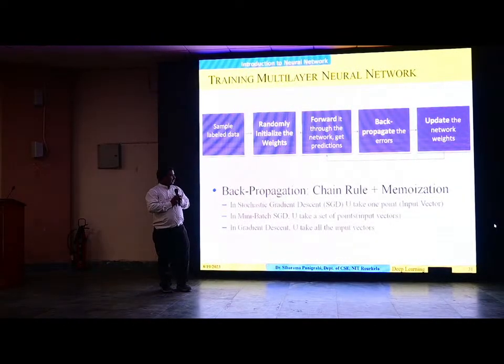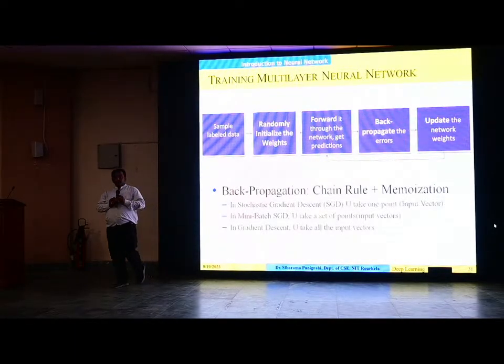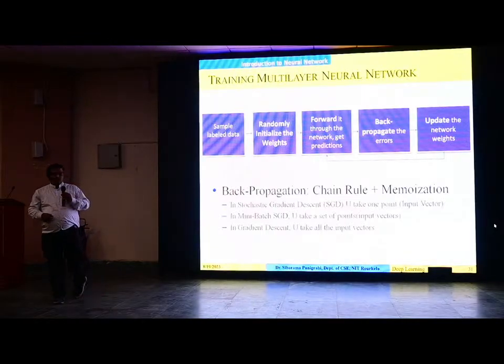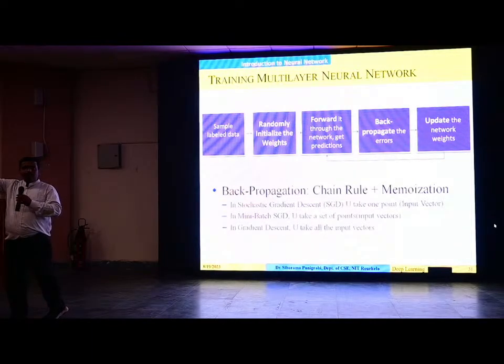Based on that, there are three types of gradient descent. One is stochastic gradient descent, another one is mini-batch gradient descent, and another one is gradient descent. In stochastic gradient descent, what will you do? You take one input, okay? You feed it forward, compute the error. Then based on that error, compute the gradient of the error. Then update the weights. Then again take the next input, feed it forward, compute the error, take the gradient of the error, update the weights. Right? Meaning for each input, there will be a weight update.